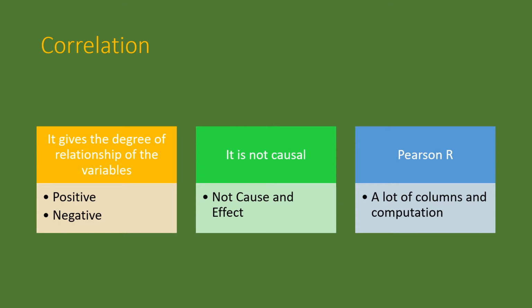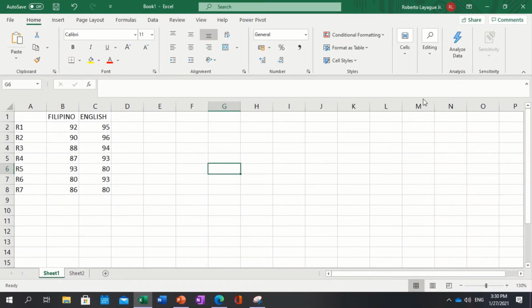It's popularly known as Pearson R. When you compute Pearson R manually, it has a lot of columns and computation. However, when we're working with Excel, it's much easier and automatic. In this video, we will now work with correlation.